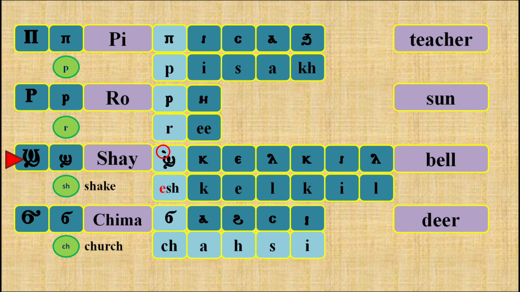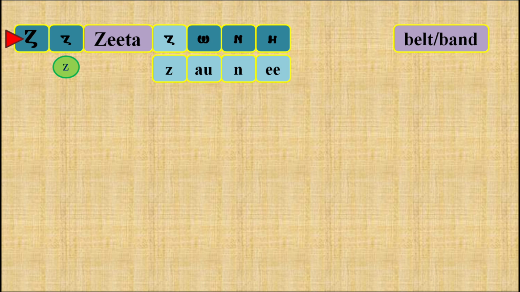But shy by itself is just an sh sound. Next word we learned for the letter shima was shahsi. And we said shahsi means deer. And remember, shima sounds like a ch as in church. And then the last word we learned was for the letter zeta. And the word was zoni. And zoni means belt or band. And zeta is always a z.